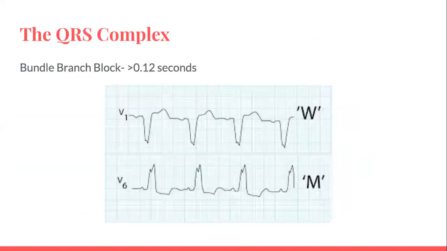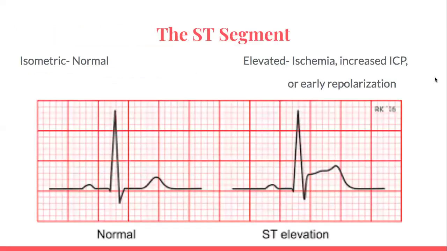Then we look at our QRS complex. A normal QRS complex is less than 0.12 seconds. When it's greater than 0.12 seconds, we have a bundle branch block, and it causes your QRS complex to have this funky look to it. There is a way to tell if it's a right bundle branch block or a left bundle branch block, but that's more advanced cardiology, so we won't talk about that in this video.